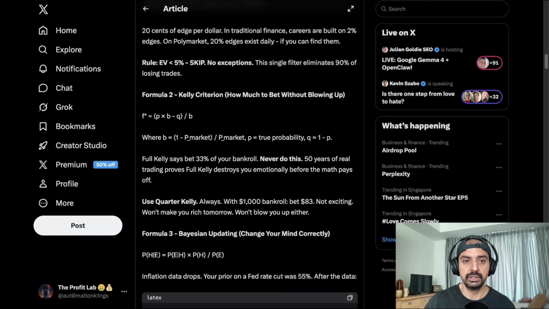And so he's put a rule in here, which is the 5% threshold that I mentioned, which is why the GTA 6 launch was rejected on both the yes and no trades. Skip it, no exceptions. This is hard-coded into my dashboard. And so this single filter, like Luna says, will eliminate 90% of all losing trades.